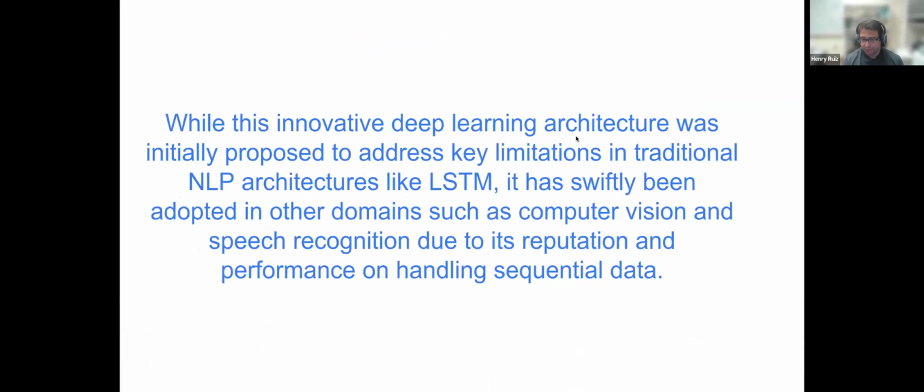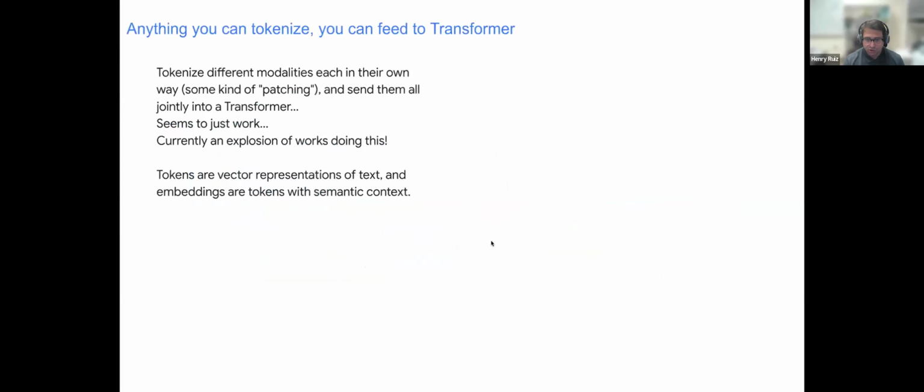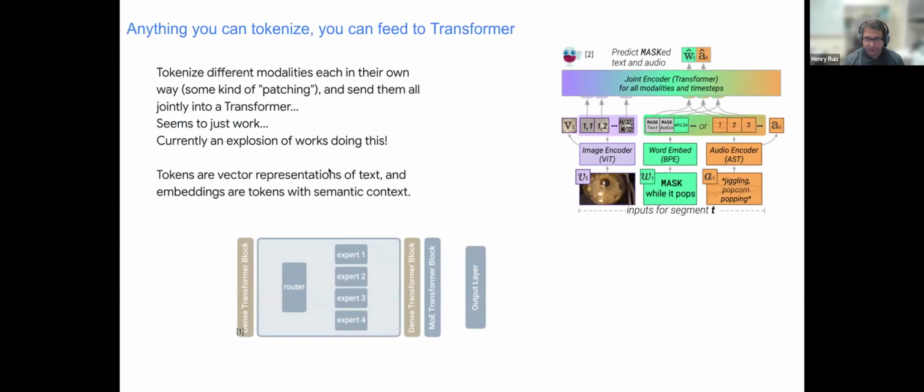So while this innovative deep learning architecture was initially proposed to address the limitations of traditional NLP architectures, once these architectures showed up, people started looking at how to apply something that solves NLP problems to other domains like computer vision. And what they actually say is, as long as you can tokenize your data, anything that you can tokenize, you can fit into transformers.